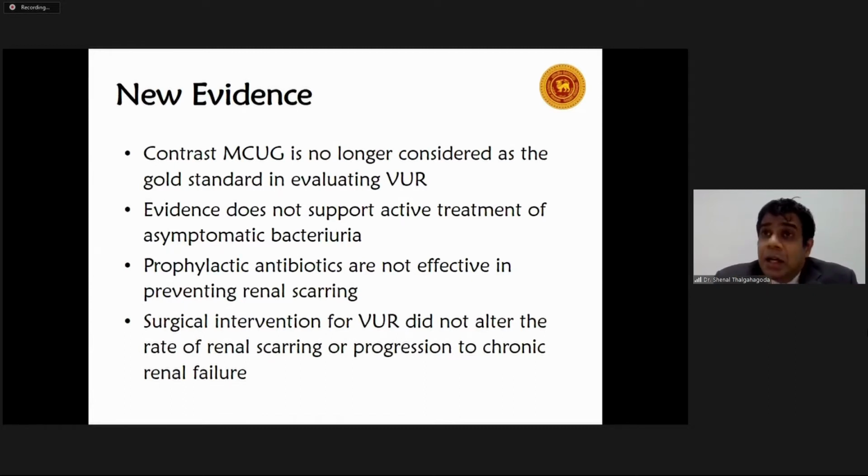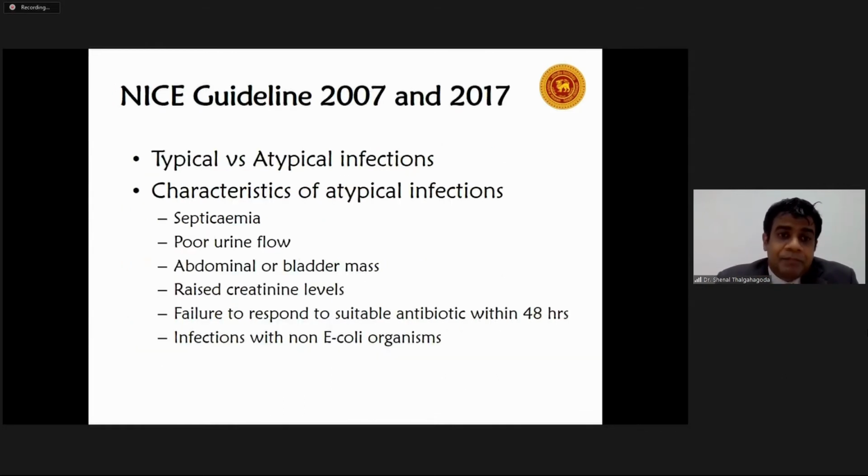Prophylactic antibiotics are not effective in preventing renal scarring. The onus is on early institution of treatment. Prophylactic antibiotics only prevent infections, but they do not prevent the development of scars. Surgical intervention for reflux in the form of reimplantation did not alter the rate of renal scarring and did not alter the rate of progression to chronic renal failure.